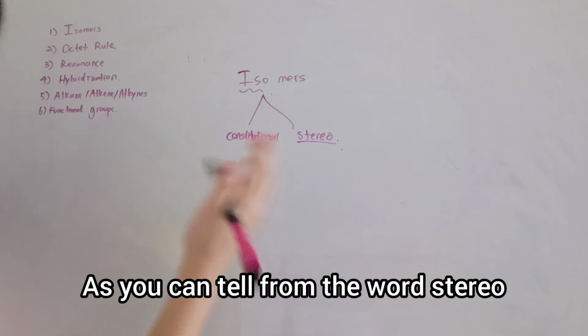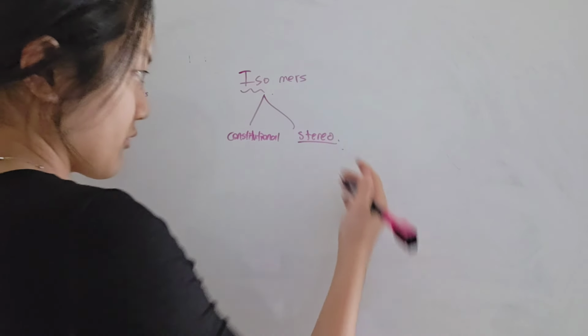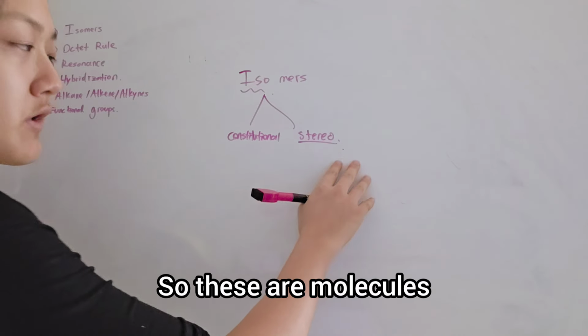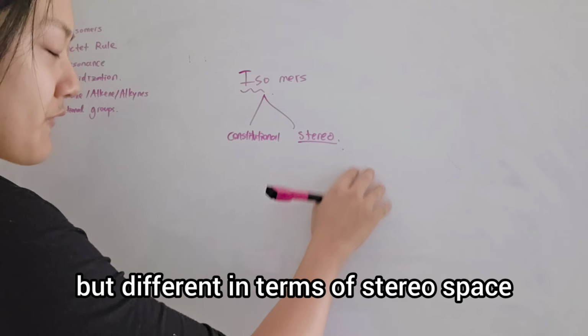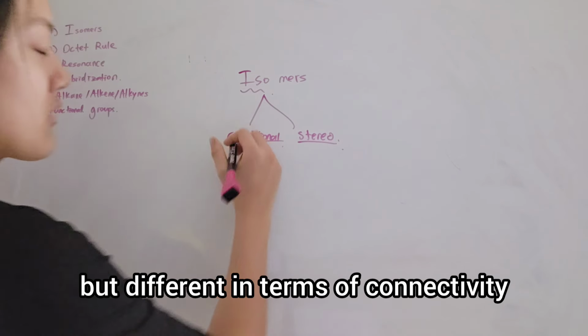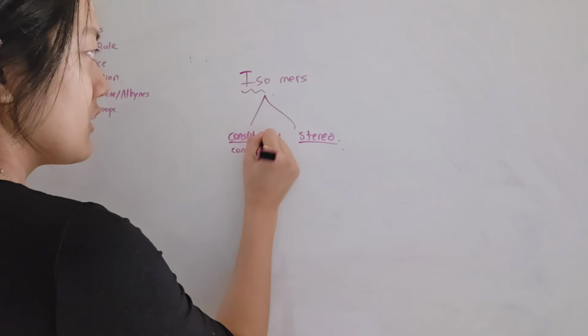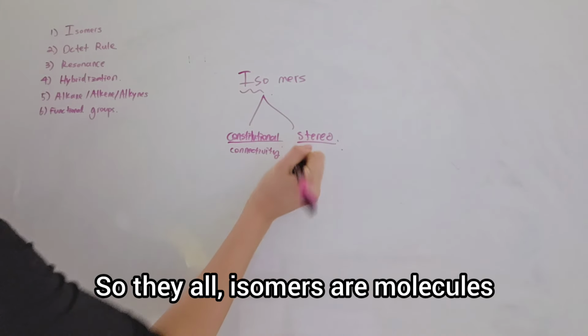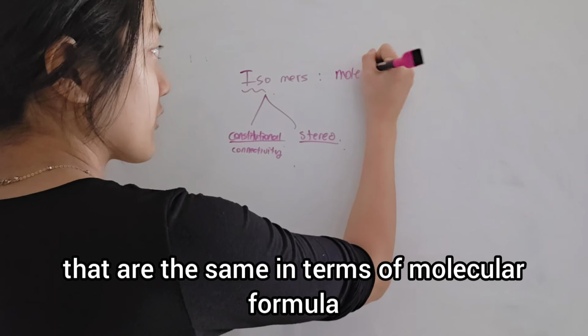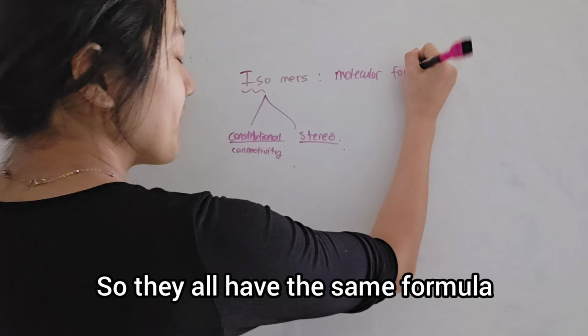As you can tell from the word stereo, it means relating to shape or relating to space, pertaining to 3D space. So these are molecules that are the same but different in terms of stereo space, and these are molecules that are same but different in terms of connectivity. So isomers are molecules that are the same in terms of molecular formula. So they all have the same formula.